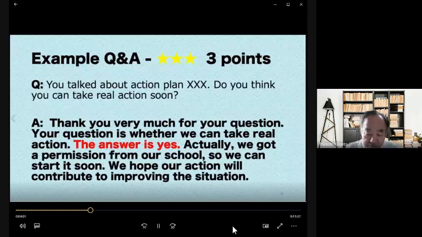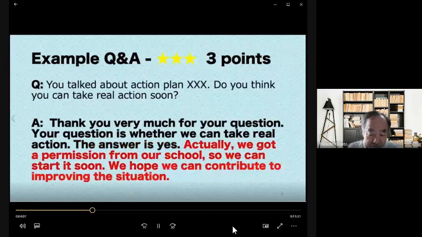So the audience can understand, oh, the answer is yes. And then explain why your answer is yes. In this example, actually, we got a permission from our school, so we can start it soon. We hope we can contribute to improving the situation. This is an example, but if your answers are like this, you will get 3 points.